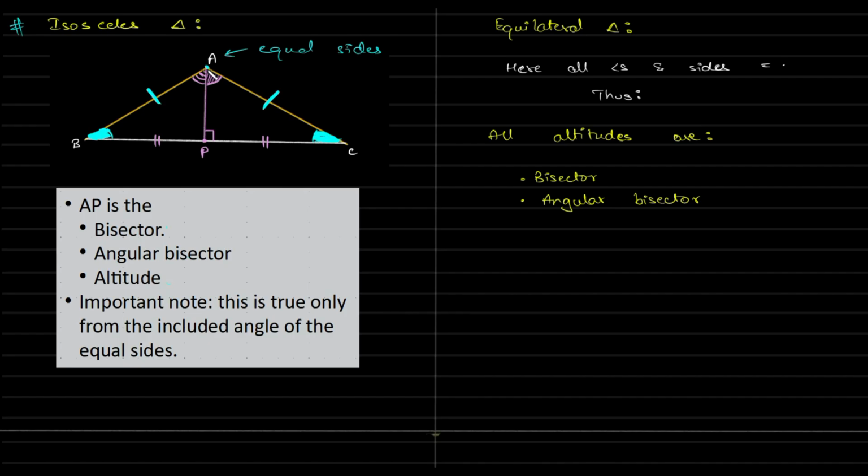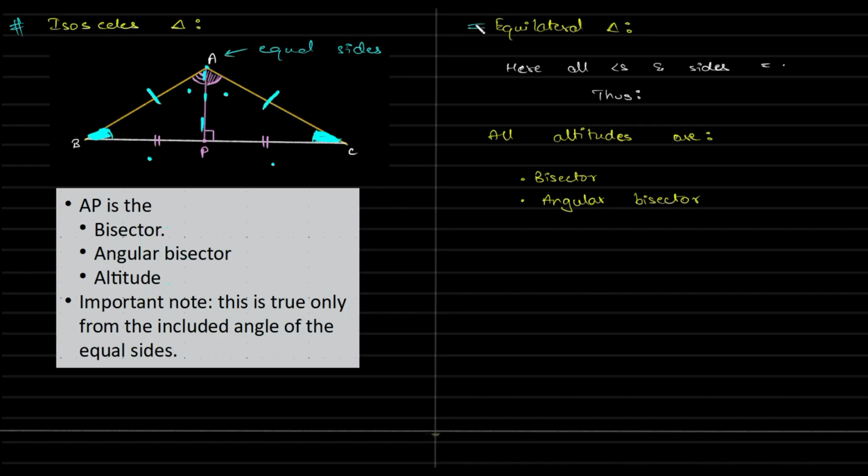From the vertex containing these equal sides, if we draw a perpendicular line, this will cut the angle into two equal halves and the side into two equal parts. So here AP is the bisector, angular bisector and altitude. An important note, this is true only for the included angle of equal sides.